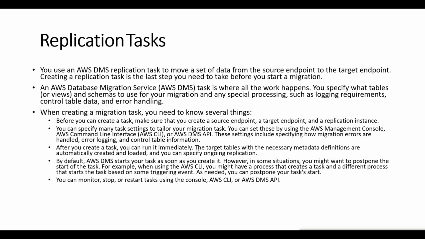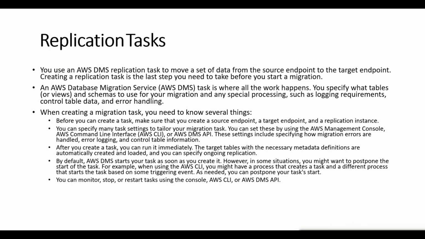When creating a migration task, you need to know several things. Before you can create a task, make sure that you create the source and target endpoints as I showed you earlier. Currently, I have my replication instance and my source and target endpoints created. You can specify many task settings to tailor your migration. You can set these by using the AWS Management Console, AWS CLI, or DMS API. These settings include specifying how migration errors are handled, error logging, and control table information.